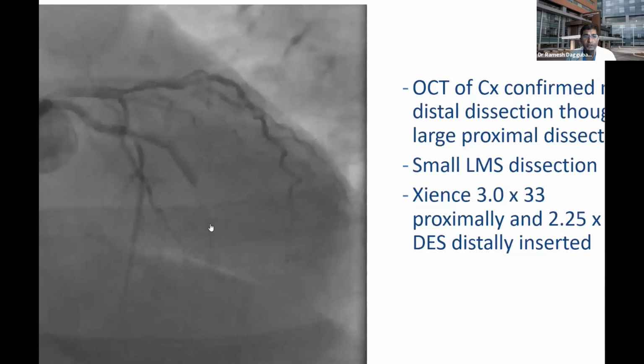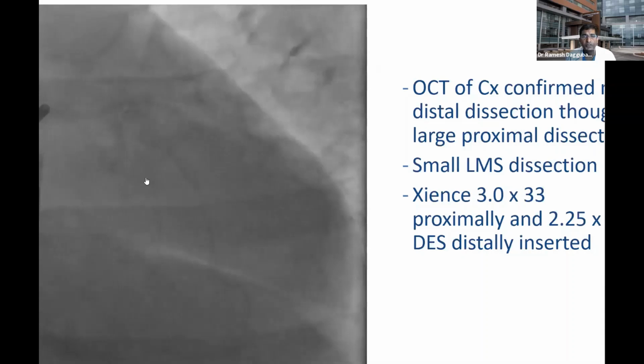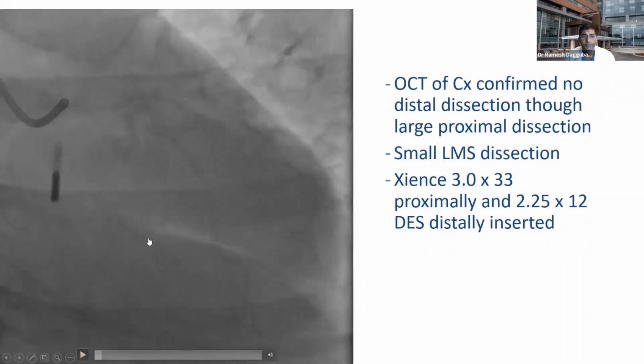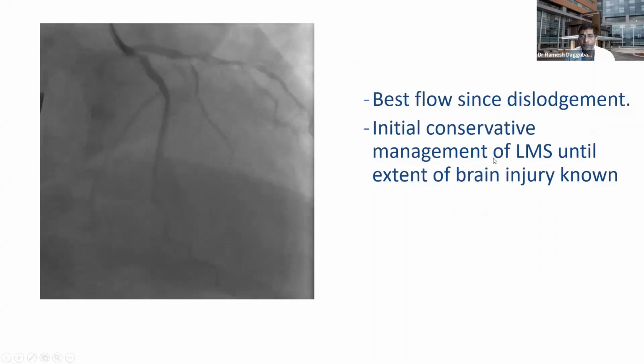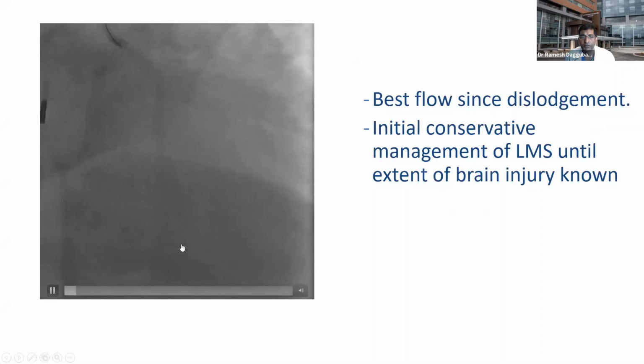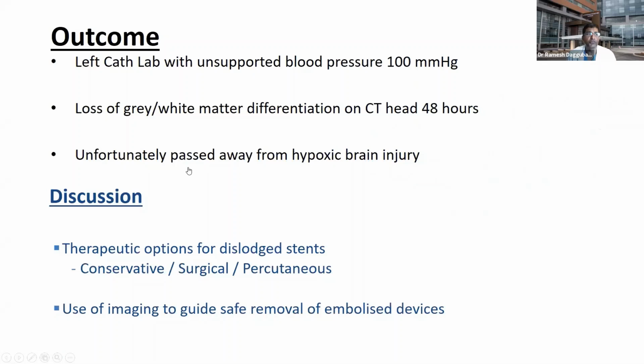So then the OCT of the circumflex confirmed no distal dissection through the large proximal dissection. A small left main distal dissection was there, and that was treated with the Zymes 3033 proximally and a 2.25 by 12 distally. And so that's the best flow that we could get. And I think initially we thought that this is enough for this patient, and let's see how she recovers from her out of hospital cardiac arrest.